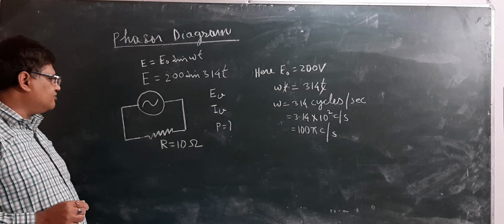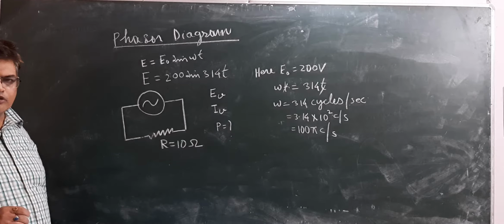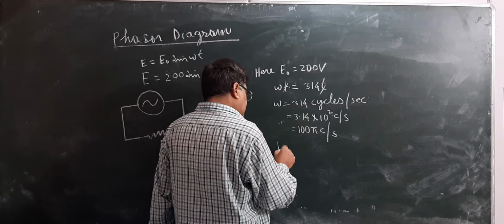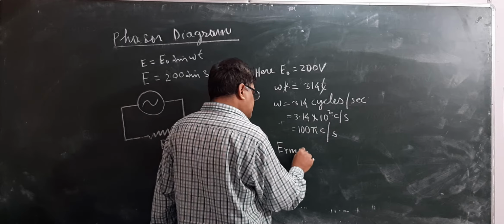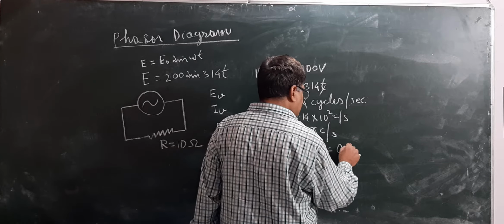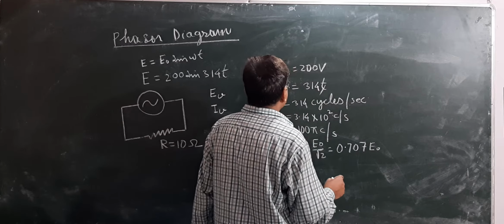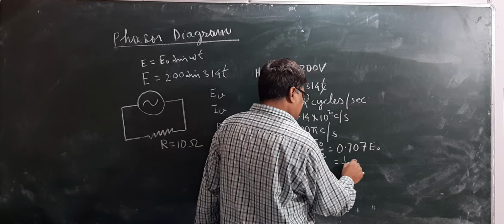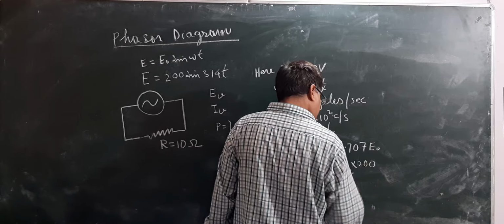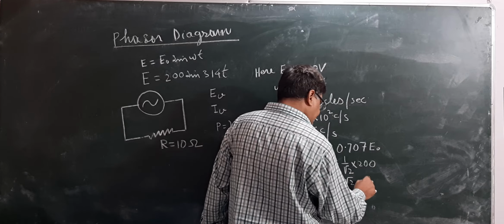So we are required to find out what is EV. We know the value of E naught. So how can we determine the RMS value of EMF? We know that ERMS is equal to E naught divided by root 2, or simply it can be written as 0.707 E naught. Now putting the values you will get, that is equal to 1 by root 2 multiplied by 200. Now you can calculate. So that is equal to root 2 multiplied by 100.